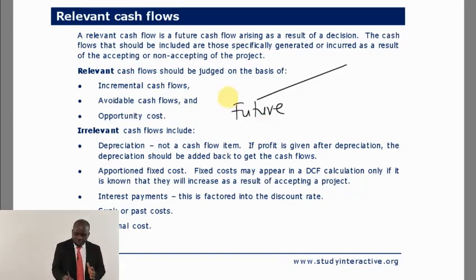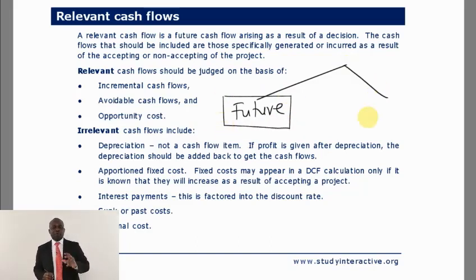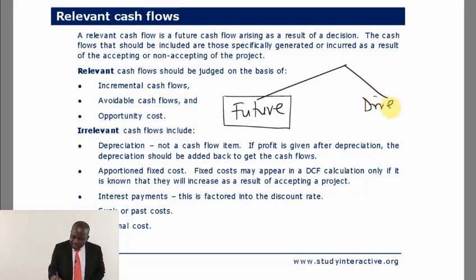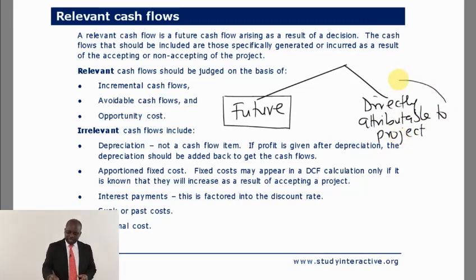And the second, that cash flow should be received or incurred as a direct attribute of that particular project. So that cash flow should be directly attributable to the project. It should be incurred or earned specifically because of that project. So in other words, the cash flow should be specifically incurred.